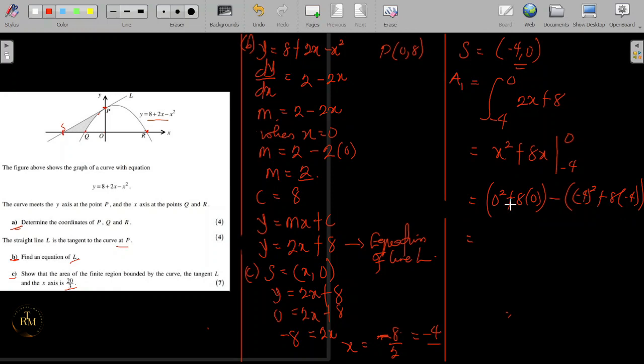So at the end of the day, this will give me 0 automatically. That's 0 minus 4 squared, which is 16, minus 32. So I have 0 minus 16, and this automatically gives me 0 plus 16, and that equals 16.